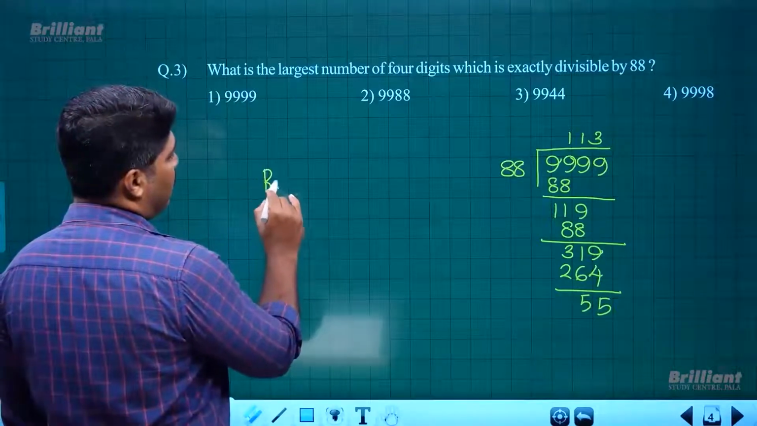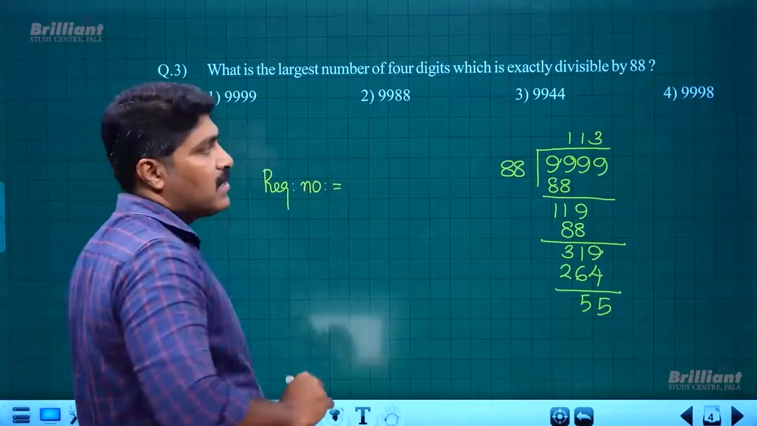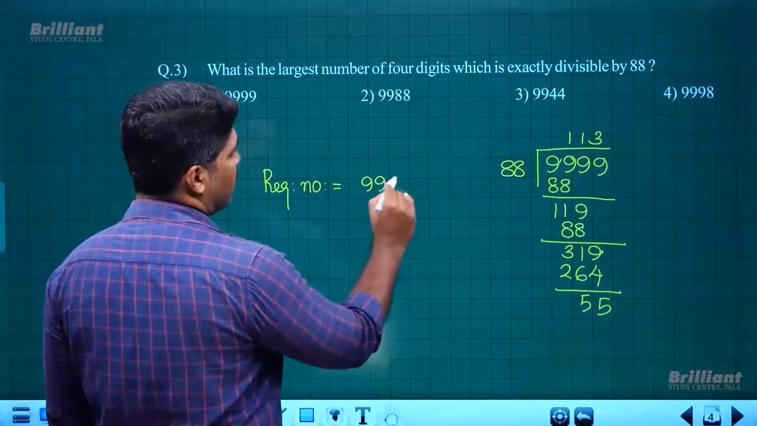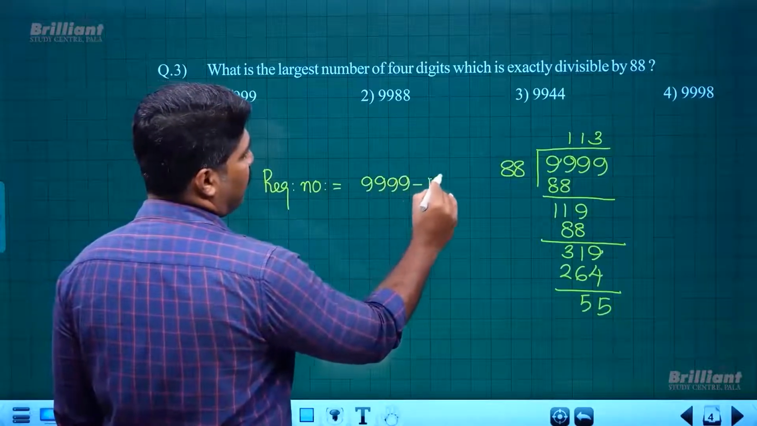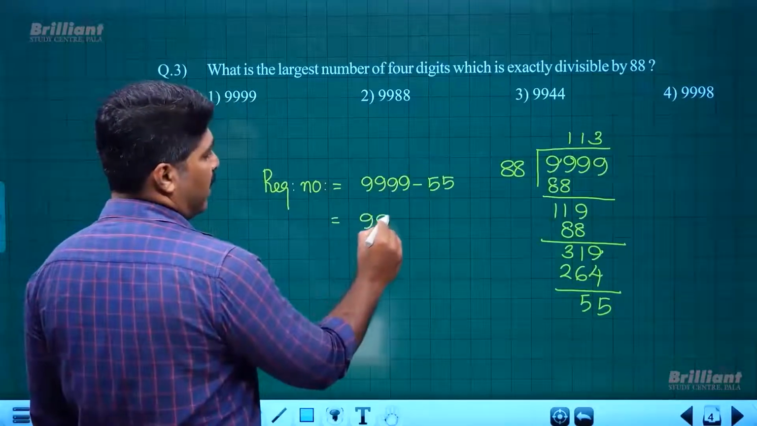Therefore, the required number, that is the largest 4-digit multiple of 88, you just subtract the remainder 55 from this number. So the answer is 9944.